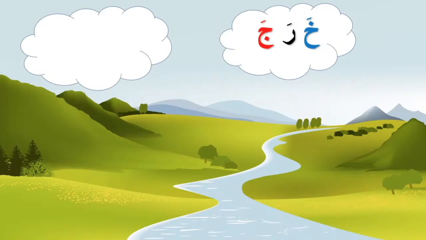So here we have three letters. We have ha, ra, and ja. We're gonna read the first letter, ha, and we'll connect the second letter to it and read them together. Ha, ra. And then we'll add that third letter, ja. So together we have kharaja, kharaja. Very good, mashallah.